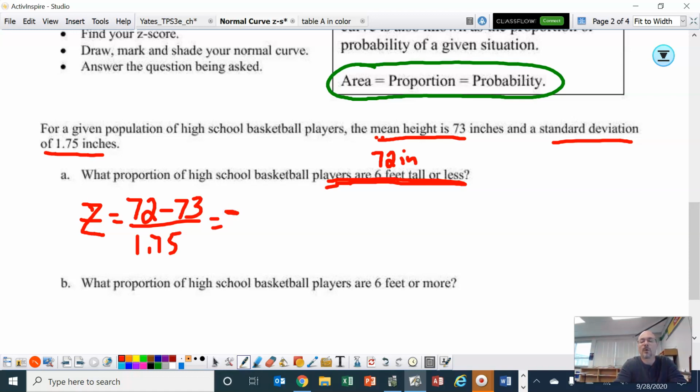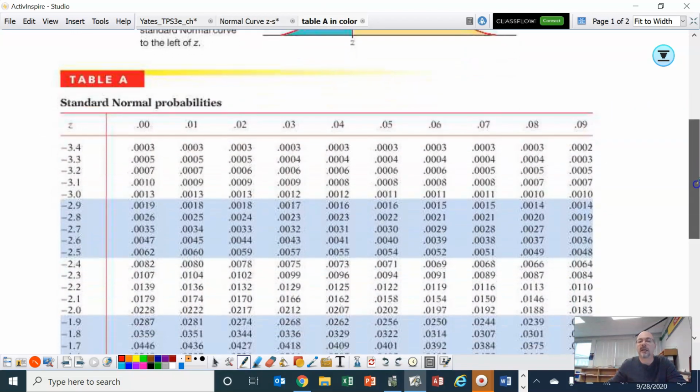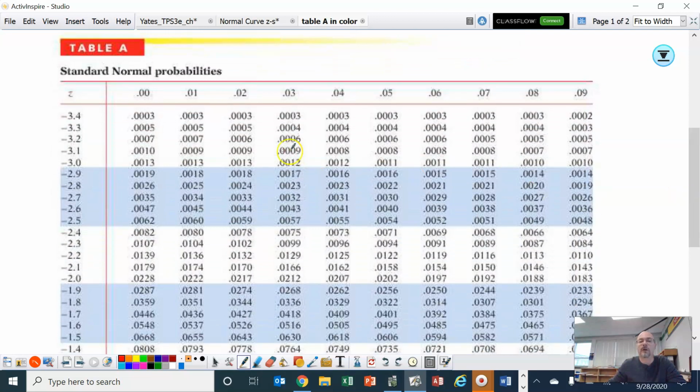Now, when we're doing z-scores, we need to round to 2 decimal places. So this is going to be -0.57. The reason we want to round to 2 decimal places, ladies and gentlemen, is because that's what our table of values does. Our table of values rounds it to 2 significant digits.